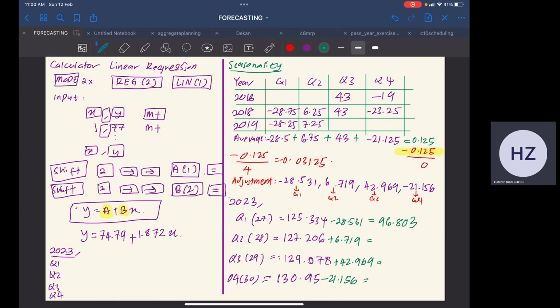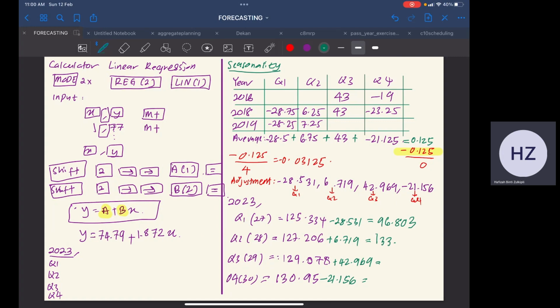127.206 plus 6.719 is 133.925. And then 129.078 plus 42.969 is 172.047. The last one would be 109.794. So this is the final answer of the problem.